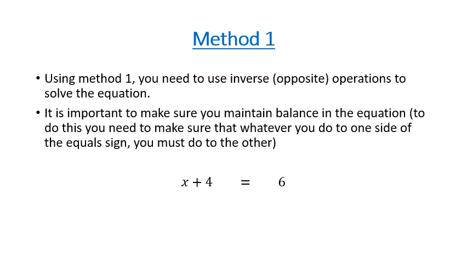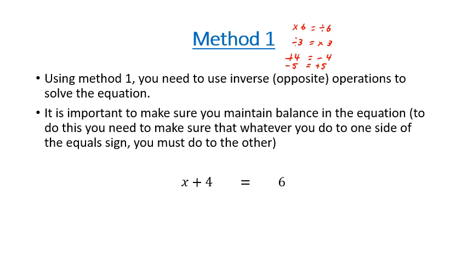Using method 1, we need to use the inverse operations. That means the opposite. So inverse is the opposite. If you had +4, the inverse would be -4. If you had -5, the inverse would be +5. If you had divide by 3, the inverse is multiply by 3, and if you had multiply by 6, the inverse would be divide by 6. Essentially, it is the opposite of what is happening, and you use these in order to get x by itself or to solve the equation.